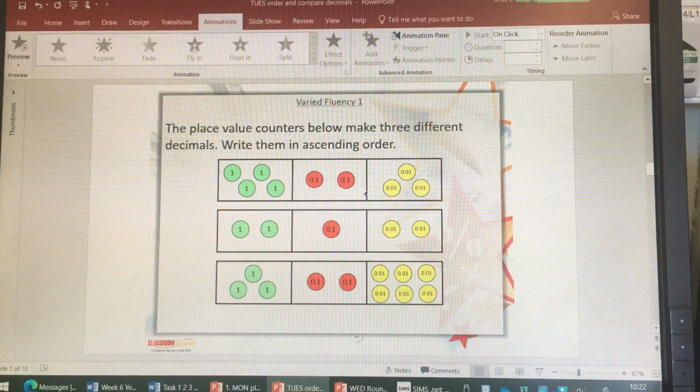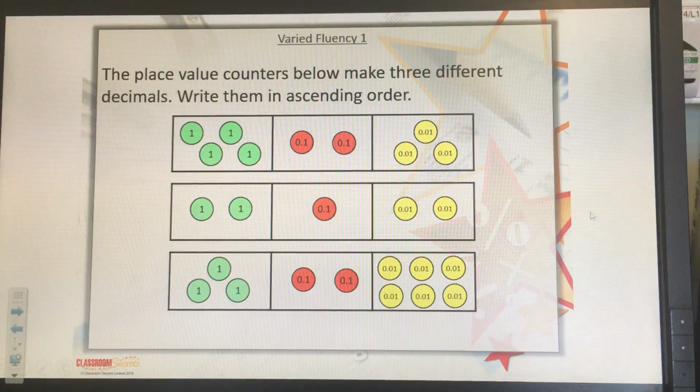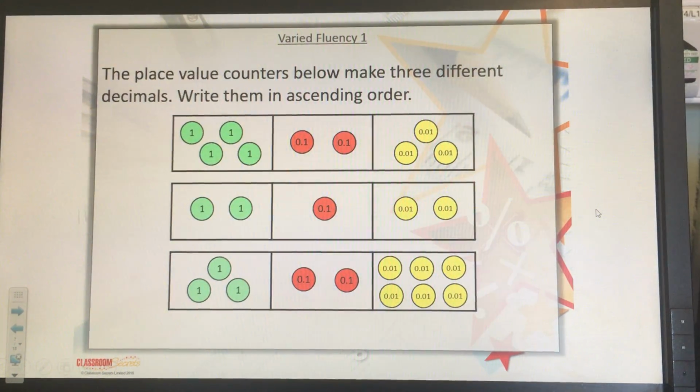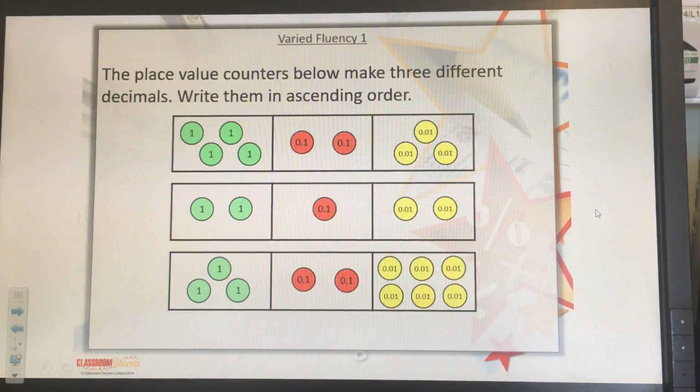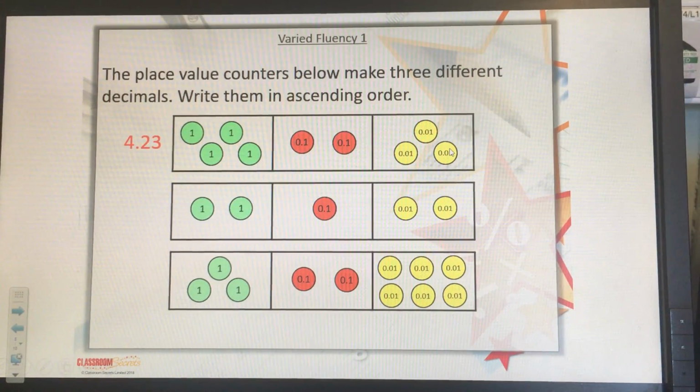Okay, so I'm going to go through some of the questions that you will see when you're doing the question sheet today. So the place counters below make 3 different decimals, and I'd like you to write them in ascending order. So I'll go through the first one. The first one has 4 ones, 2 tenths and 3 hundredths. So that number must be 4.23.